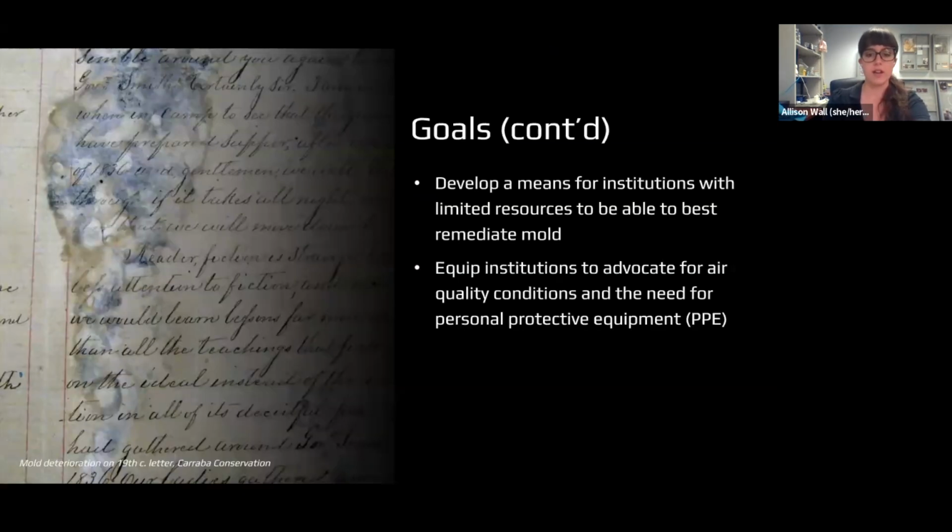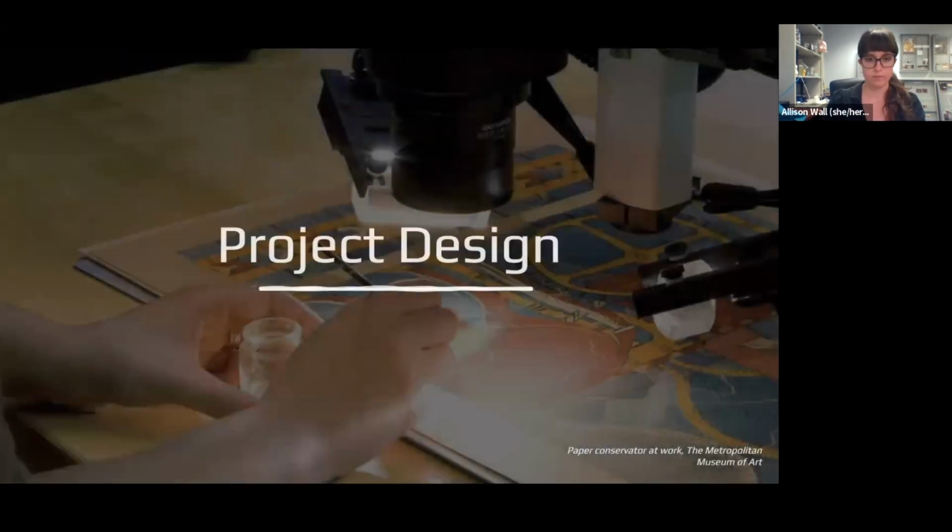Finally, we wanted to develop a means for institutions with limited resources to be able to best remediate mold and to equip institutions to advocate for air quality conditions and the need for personal protective equipment. So with all that in mind, I will pass it over to Chongwen to let us know about the project design.